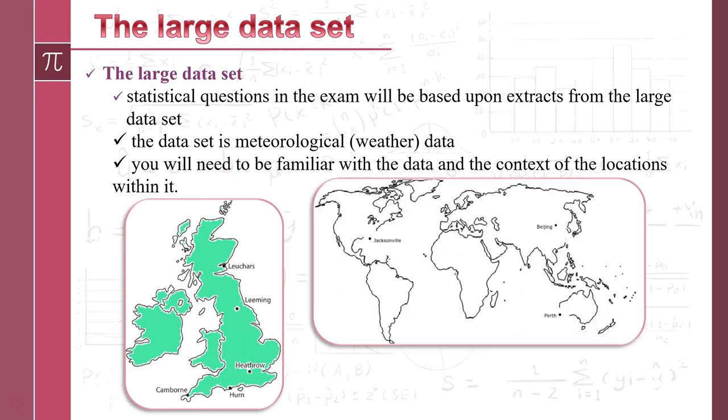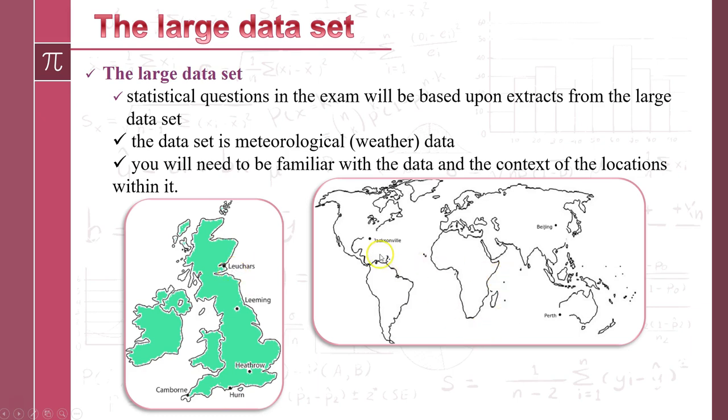And for Edexcel, it's weather data, so we've got some data from the UK taken from 5 different places, and then you've got some international data that's taken from Jacksonville, Florida, Beijing in China, Perth. And so, with regard to Edexcel, they're expecting you to understand that if we're looking at data for weather and its temperature, the temperature in Camborne and Hurn in the south of the country would potentially be higher than maybe in Scotland in Leuchars, where you might expect higher winds.